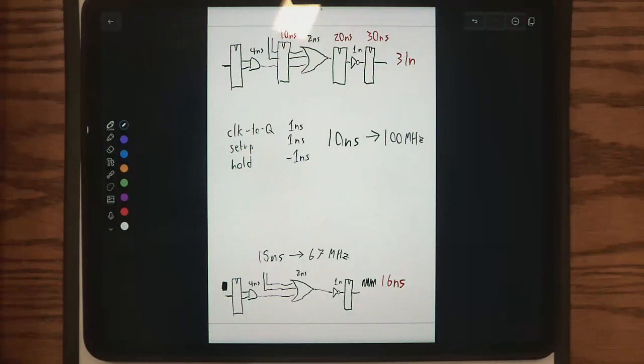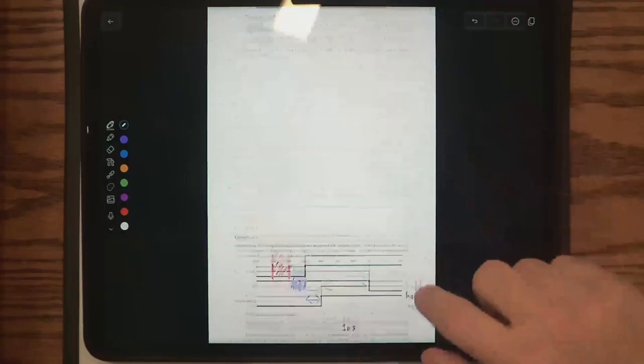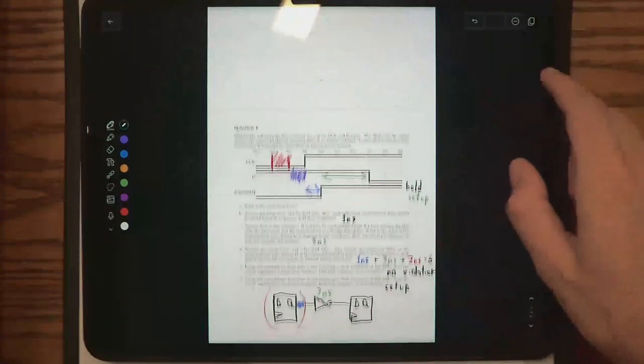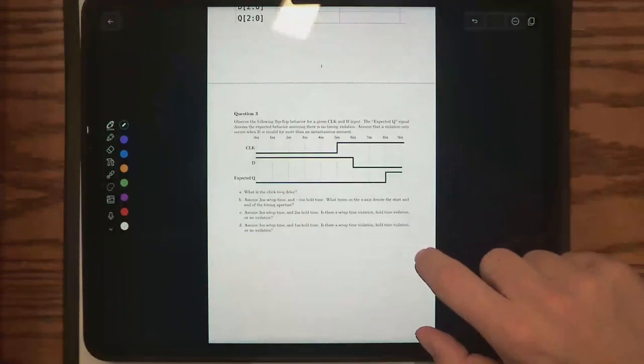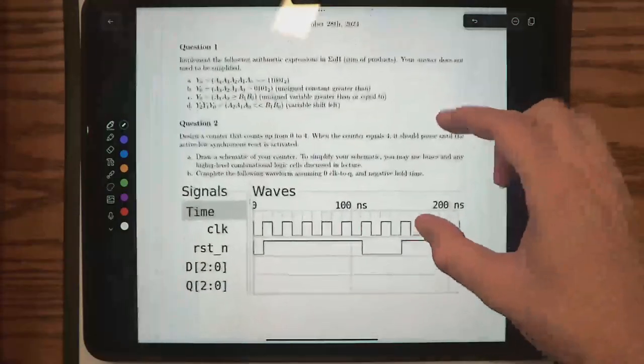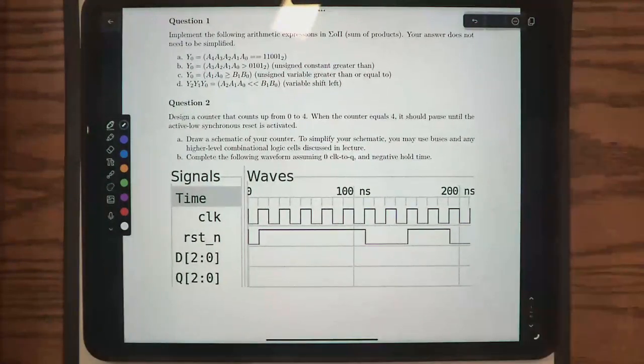Okay. Trying to think. I think we have just enough time that I want to cover. Where is it? Yeah, I think this is a good question.